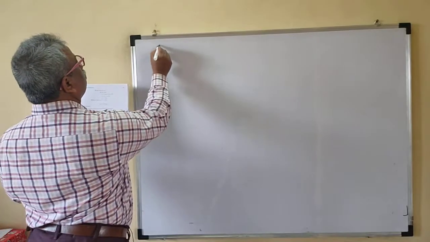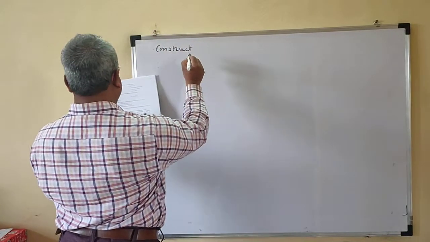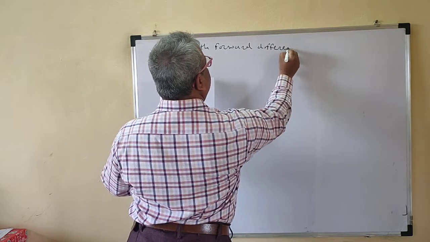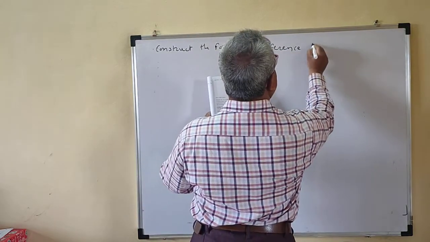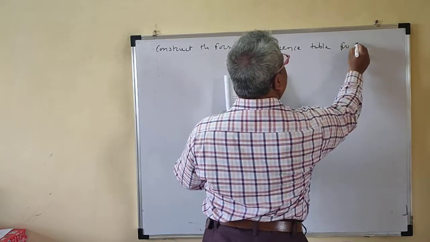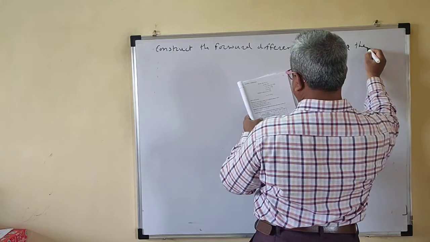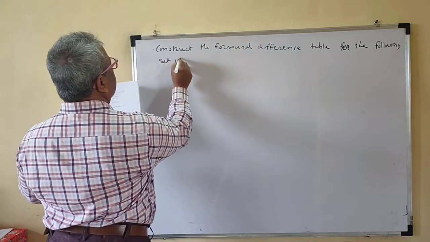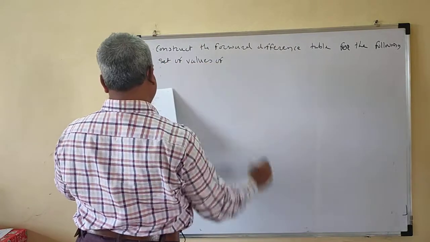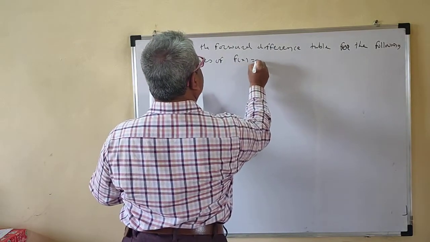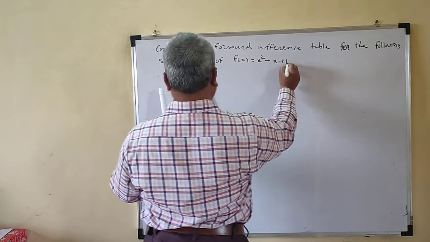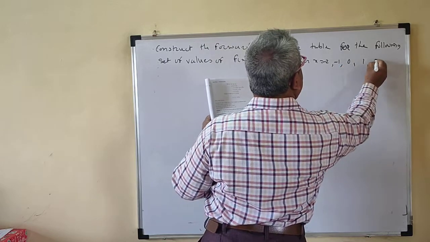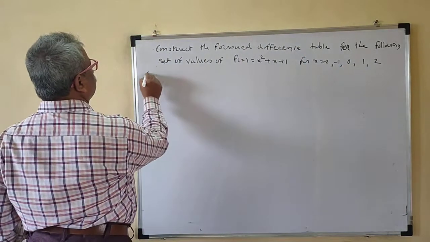So construct the forward difference table for the following set of values of f of x is equal to x square plus x plus 1 for x is equal to -2, -1, 0, 1, 2. Okay, solution.